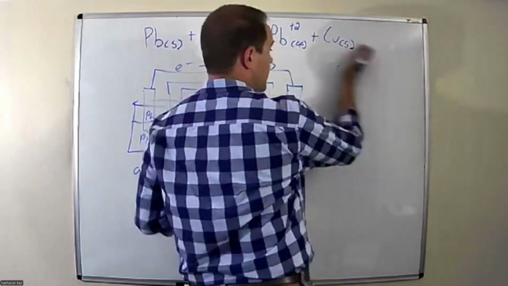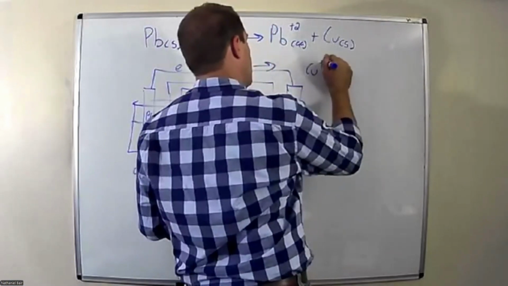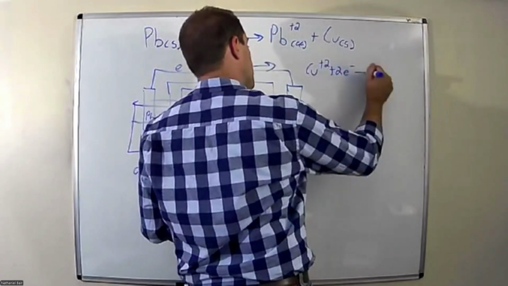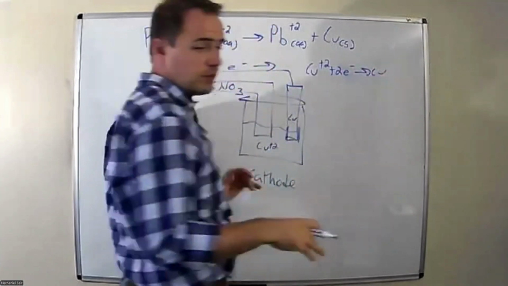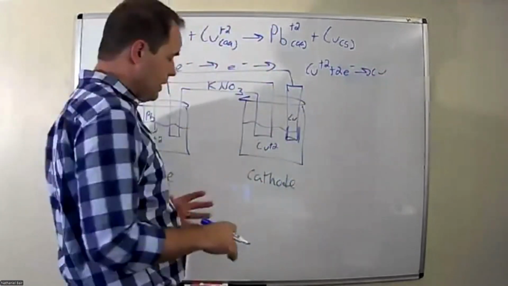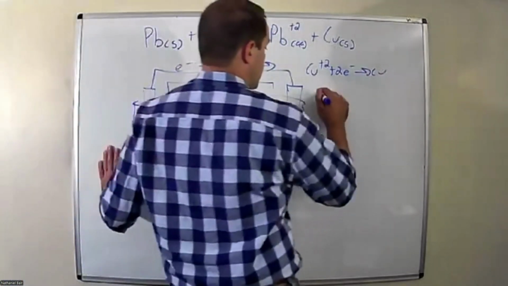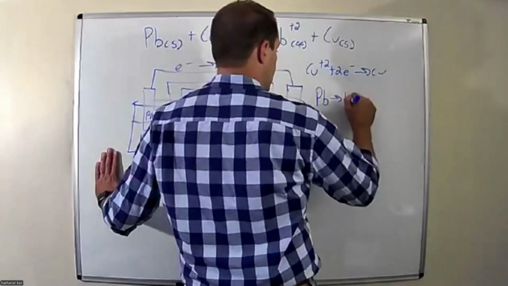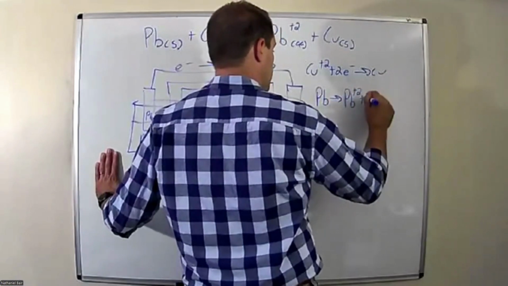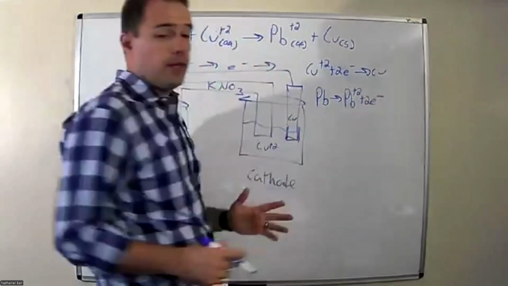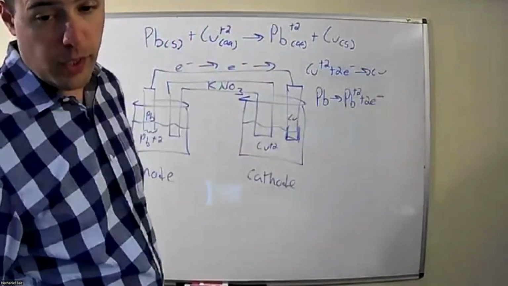Copper plus 2 electrons goes to copper. We're going to find that one. It's going to take a little bit of effort, but we're going to find it. This one you're not going to find as written. You're going to find the reverse. So here we have lead dissolving into lead plus 2 electrons. We're going to find that one in reverse. Okay, so here we go.